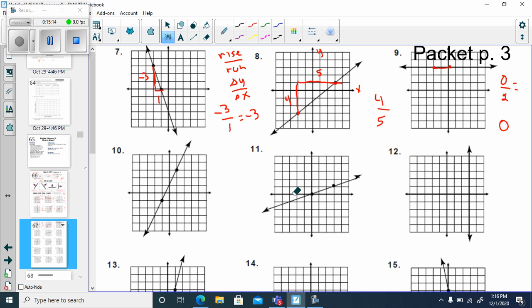Okay, so this slope is 0. Horizontal lines have a slope of 0. You're not slanting in either direction. Okay, now let's look at this one. This one's going up as I read from left to right. It's going to be a positive slope.